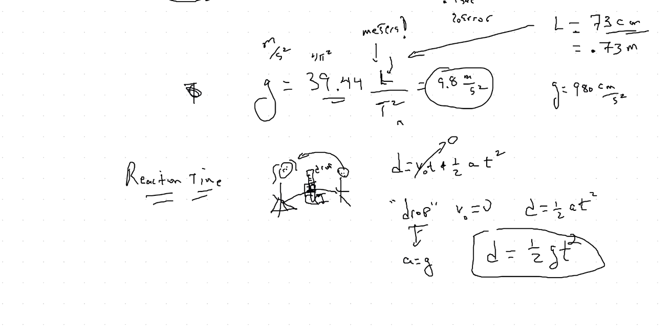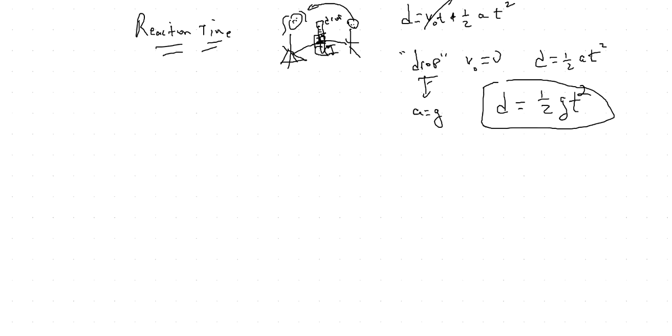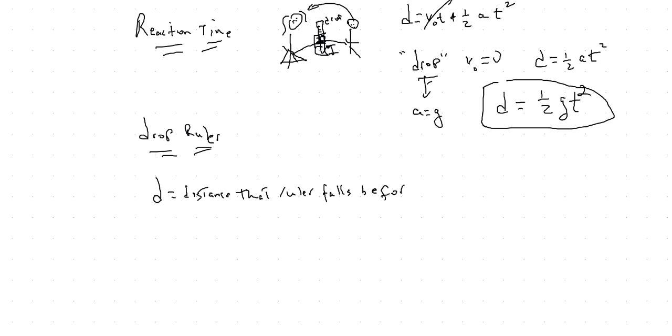Okay, so I'm going to move that over here. So d, when we drop the ruler in your friend's fingers, and they catch it after a certain distance, right? So d is going to be the distance that the ruler drops, or falls, before they react and catch it, before being caught.